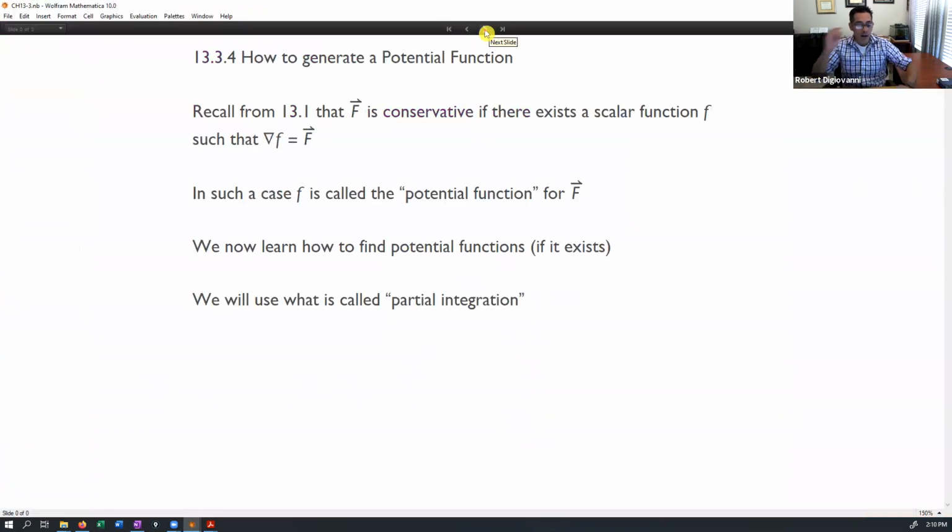All right, now how to create what we call the potential function. So I said before, when we first defined what a conservative vector field was, that it's conservative if there exists a scalar function such that the gradient of little f is equal to F. In such a case, little f is called the potential function for big F, or for the field. We now learn how to find potential functions, and we're going to use what's called partial integration.